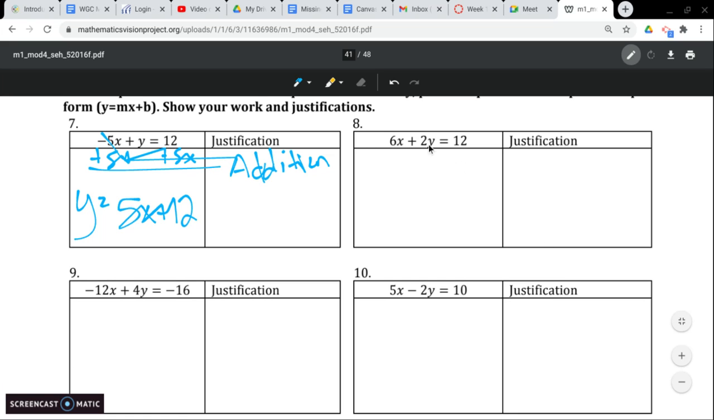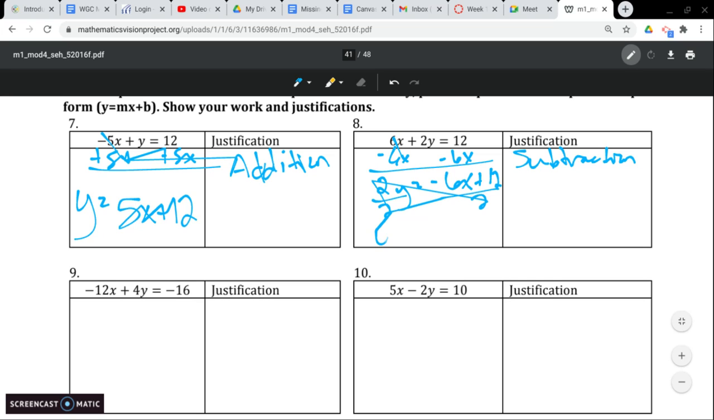The next one, we have 6x plus 2y equals 12. First thing we want to do is get the x to the other side. So we subtract 6x. So subtract. We end up with 2y equals negative 6x plus 12. Now, we can't have the 2 attached to the y, so we're going to divide everything by 2. So we end up with y equals negative 6 divided by 2 is negative 3x plus 12 divided by 2 is 6. So we did division.